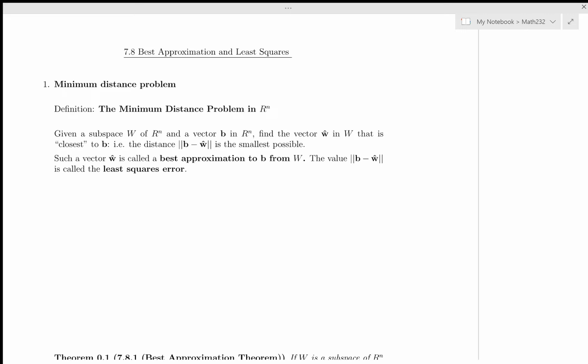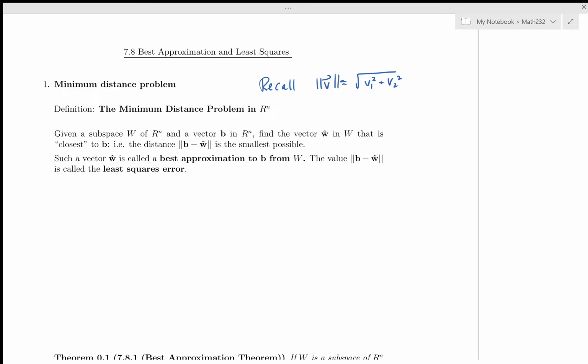I just want you to recall what the norm of a vector is. The norm of a vector is the square root of the sum of the squares of the components of the vector. This is a vector in R2, but it generalizes.